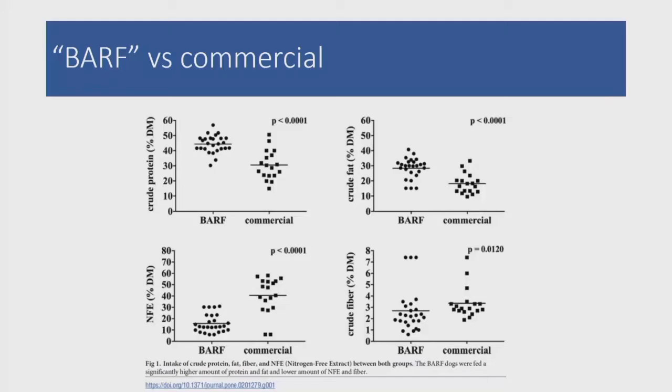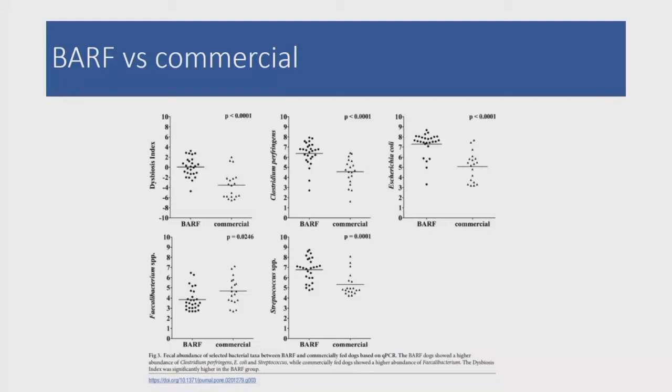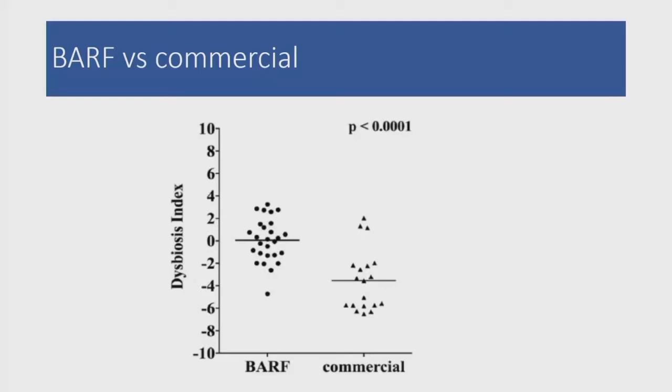So this study compared BARF diets with commercial diets, and generally the BARF diets were, as expected, higher in protein and fat and lower in fibre. When they then did, this is a really busy slide again, I apologise, they measured the faecal dysbiosis index and they found that there were differences, so that the dogs fed the BARF diet had a higher dysbiosis index than dogs that were fed the commercial diet.